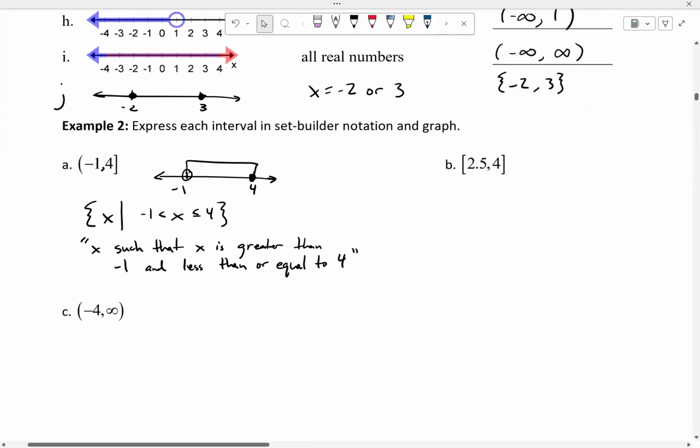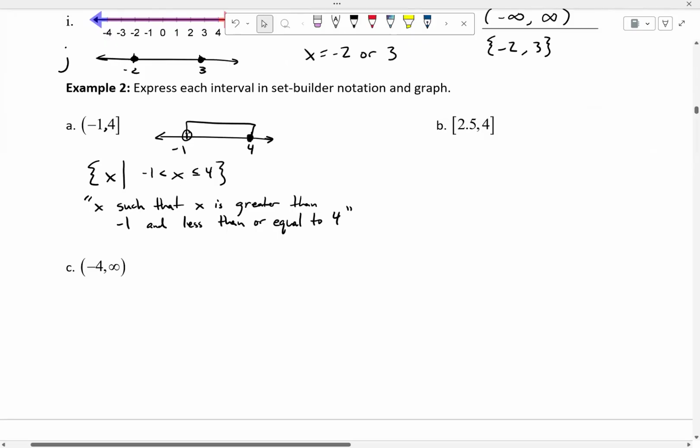Okay, I don't want anything to get left out. So B and C, go for it. Graphing it, writing formal set notation, also called set builder notation.